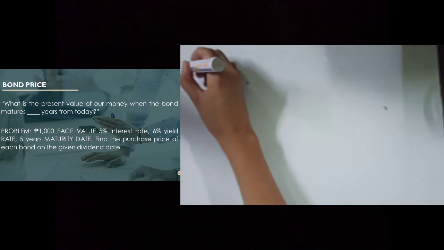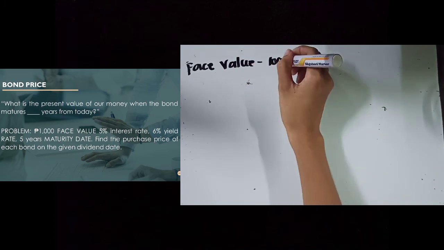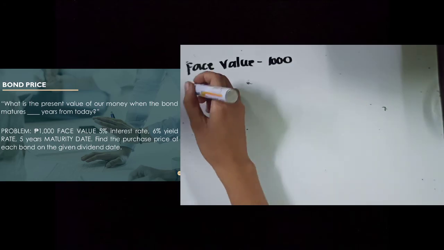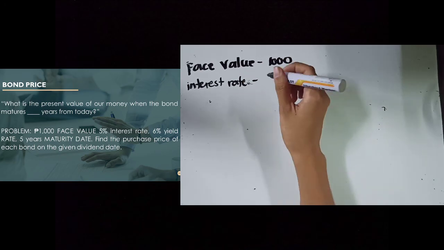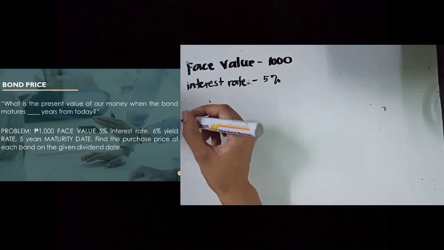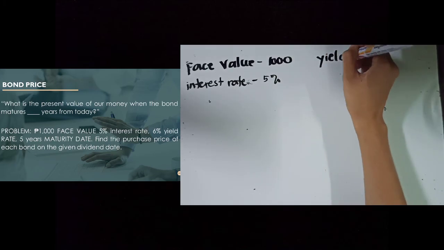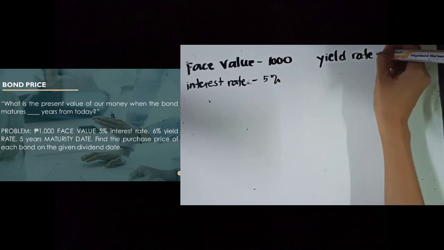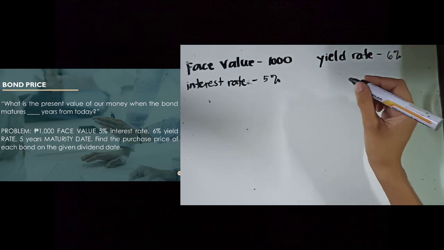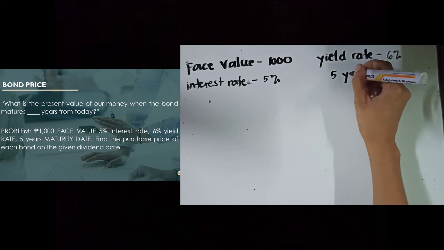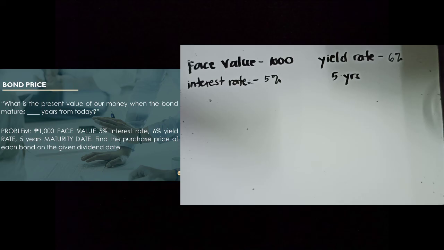1,000 pesos face value. So, 1,000 face value, interest rate, which is 5%, and the yield rate, which is 6%, and the maturity date, which is 5 years. Okay, so ito yung mga given natin.